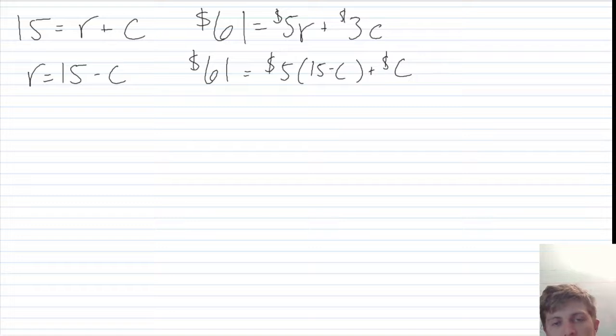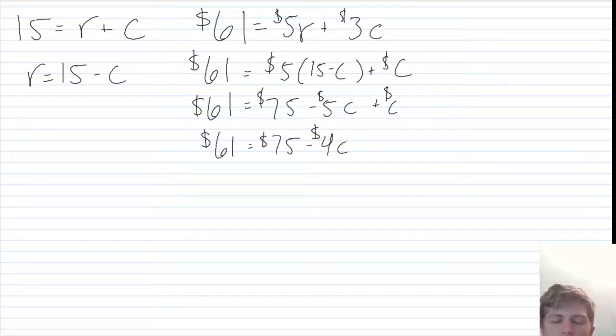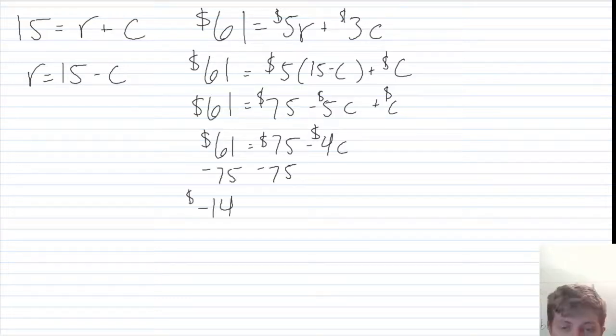Distribute our $5. We get 5 times 15, 75. And then 5 times negative c is negative 5c plus c. All right, we simplify the right. Negative 5c plus c is negative 4c. Now we got to get c by itself. We have a positive 75 on each side, so subtract it. We have negative $14. Uh-oh, that could be a problem, except we have a negative 4c over here, so when we divide by 4 on each side, it'll cancel out.